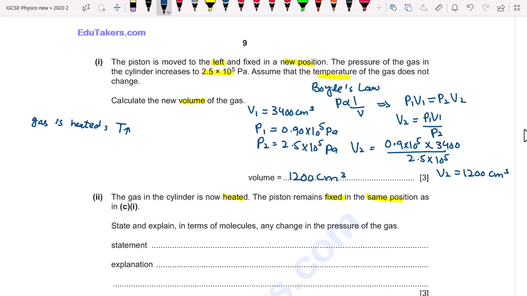gain more kinetic energy. Gas particles gain energy. And due to this high energy, they move with very high speed. Speed also increases and they collide with each other frequently, due to which they exert pressure. So I write here pressure increases.